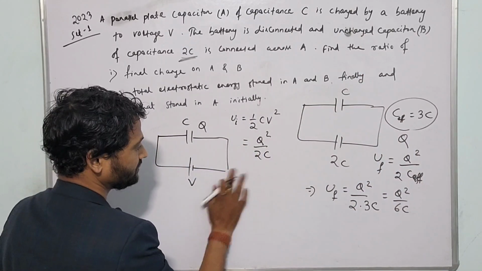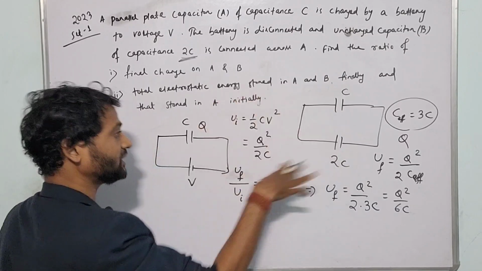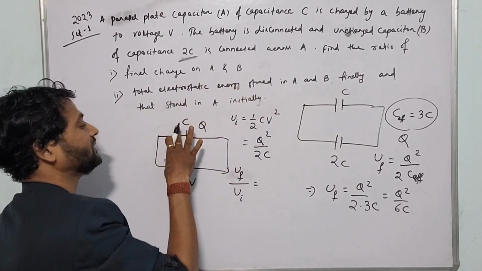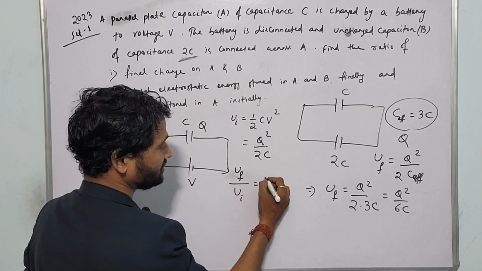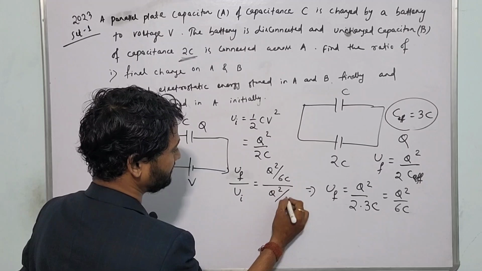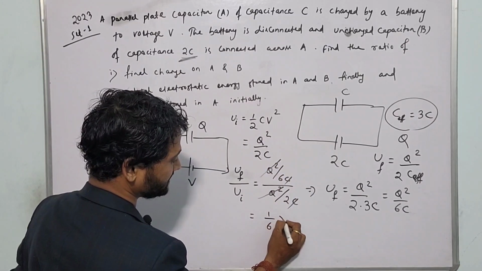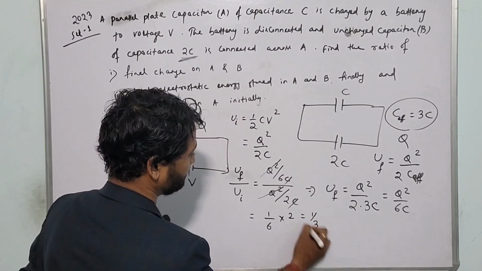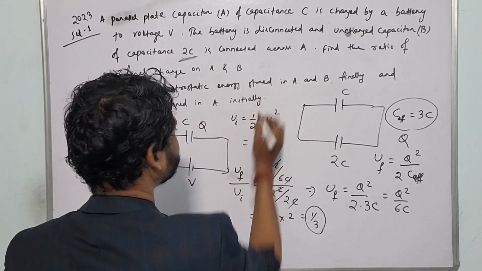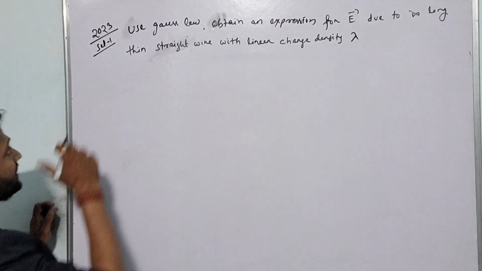So what is the ratio? Final energy upon initial energy. Final energy मतलब total energy of the capacitors A and B, and initial energy of the capacitor. So ये क्या है? Q square upon 6C upon Q square by 2C. C cancel, Q square cancel. So it is 1 by 6 into 2. So it is coming 1 by 3. So the answer is 1 by 3. Here, done.